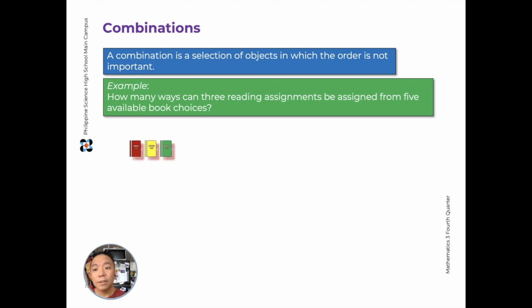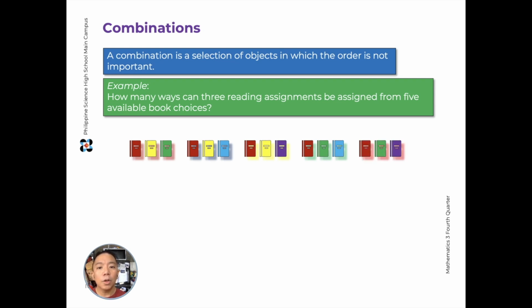So, this could be one set ng reading assignment, one from the red book, yellow book, and green book. Or palitan natin yung green book with blue book. Or palitan natin yung blue book with the purple book. Yan na yung 5 books natin. Red, yellow, green, blue, and purple. Pwede rin nating palitan yung yellow, gawin natin green. So, green and blue. And so on.